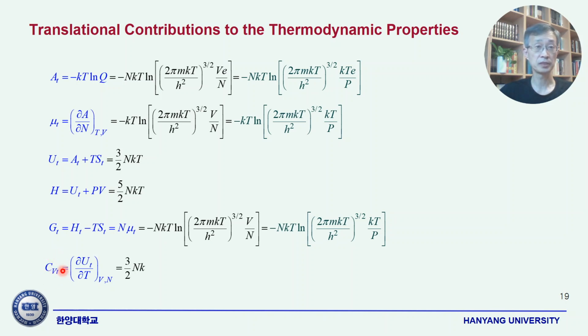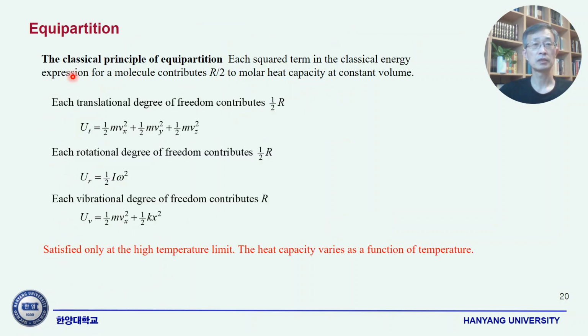And then what is the heat capacity? Heat capacity is the derivative of U with respect to T. Now this is very simple. What we obtain is 3/2 Nk, 3Nk over 2.